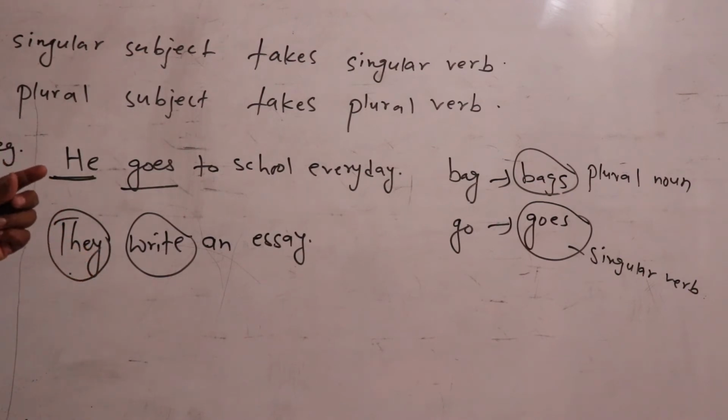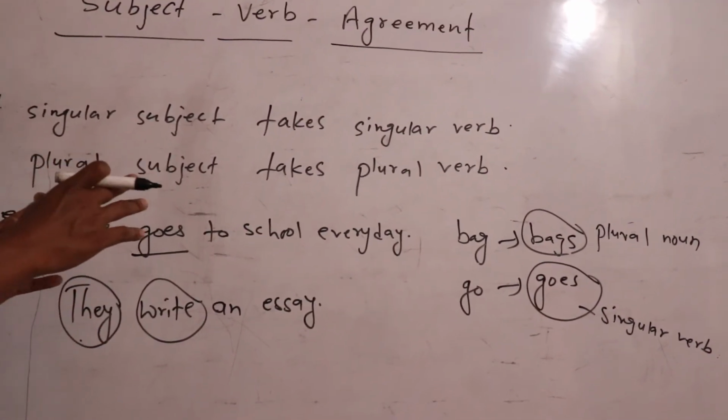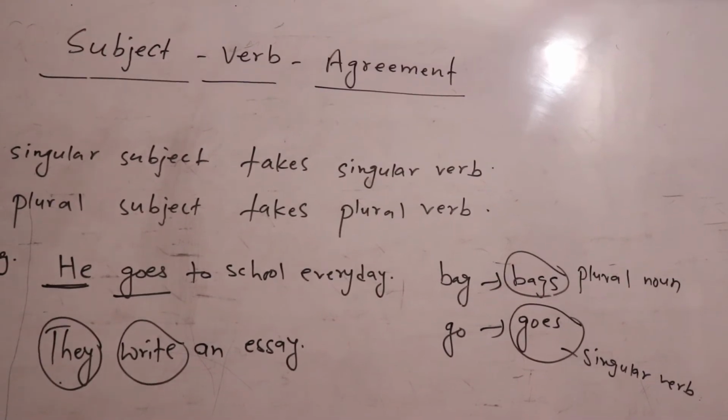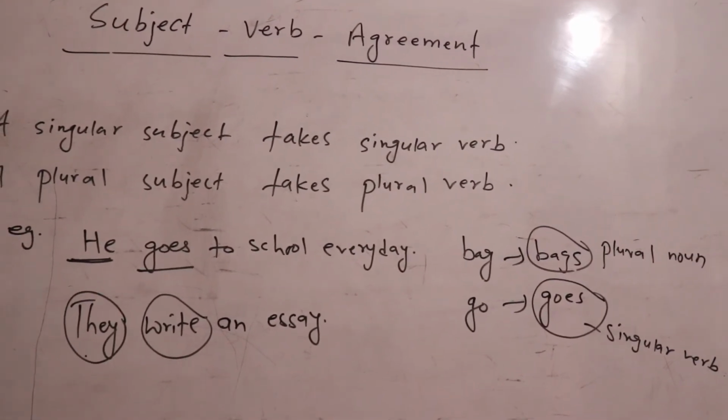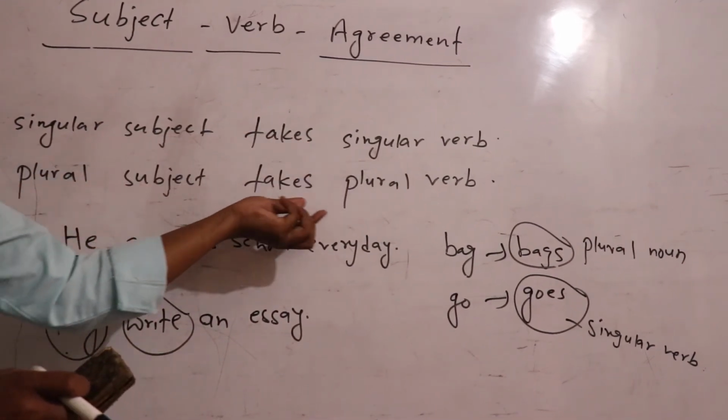Yes, verb 1 is plural and verb 5 is singular. In the same way we can do other examples as well. Okay, so after this let's see. Do you remember this? A singular subject takes a singular verb, a plural subject takes a plural verb.